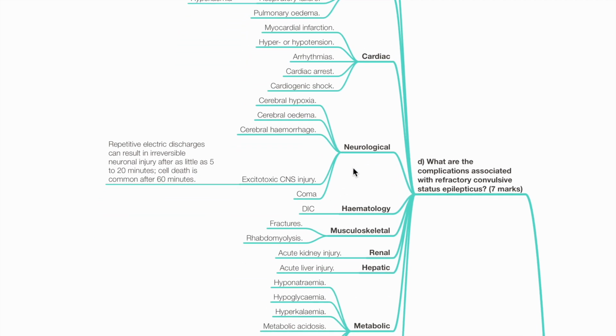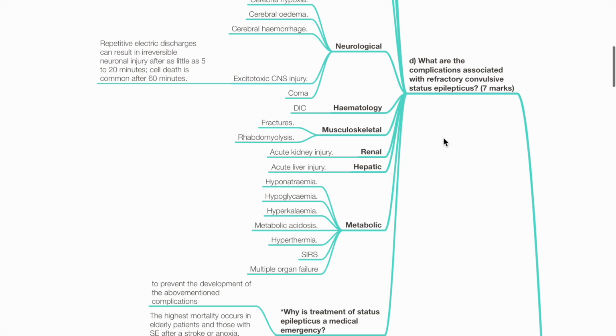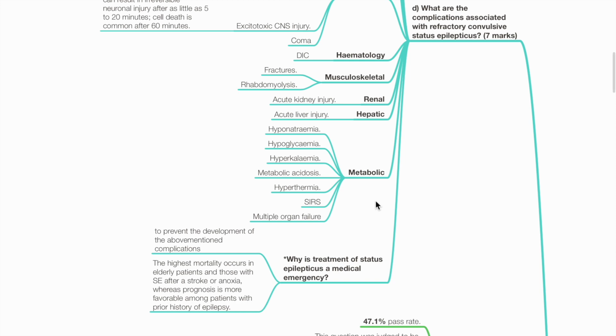Neurological complications: cerebral hypoxia, cerebral edema, cerebral hemorrhage, excitotoxic CNS injury, and coma. Hematology: DIVC. Musculoskeletal: fractures and rhabdomyolysis. Renal: acute kidney injury. Hepatic: acute liver injury. Metabolic complications: hyponatremia, hypoglycemia, hyperkalemia, metabolic acidosis, hyperthermia, systemic inflammatory response syndrome, and multi-organ failure.